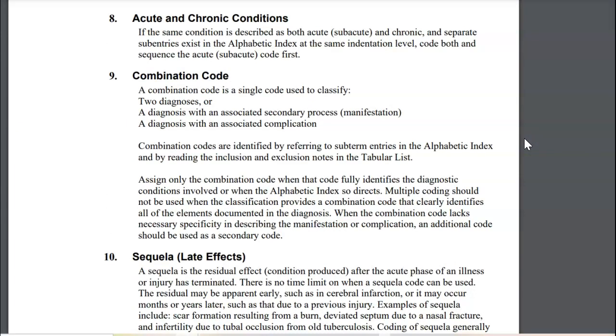Acute and chronic conditions. If the same condition is described as both acute and chronic, and their sub-entries exist in the alpha, but they're at the same indentation level, you sequence the acute first and then the chronic second. Okay? So if acute is in non-essential modifiers behind the first word, then you only code the acute. But if it's acute and chronic at the same indentation level, you can code them both. Okay, so make sure you go to your textbook and review this.